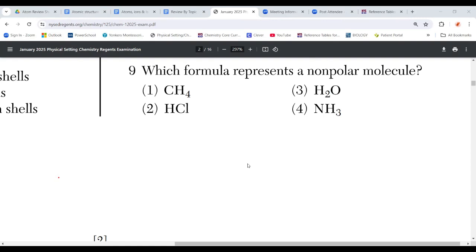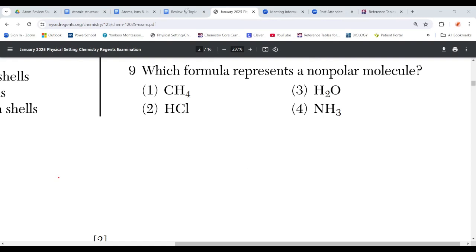And the definition you need to memorize. If it's a molecule, there's a difference between a polar bond and a polar molecule. A polar molecule has an uneven or asymmetrical distribution of charge. A nonpolar molecule has a symmetrical or even distribution of charge. So that's kind of all you have to memorize.